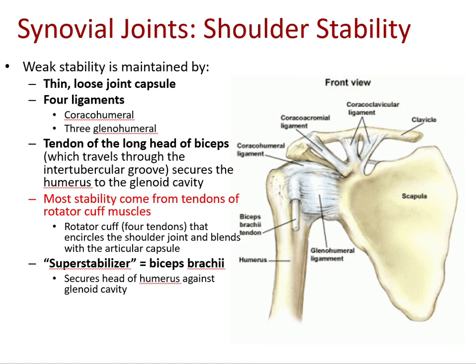There's actually quite a thin, loose joint capsule, and we really owe it to the stability that comes from the tendons of the rotator cuff muscles to stabilize this joint. Some of the tendons, especially those from the biceps brachii, are considered super stabilizers because they're really there to secure the head of the humerus against the glenoid cavity.